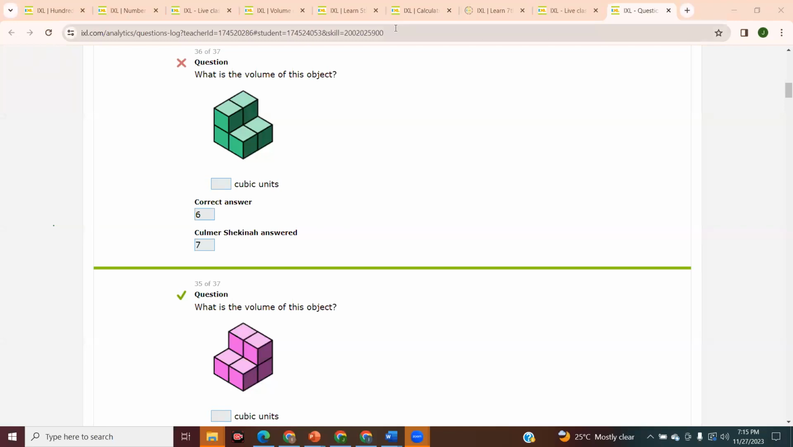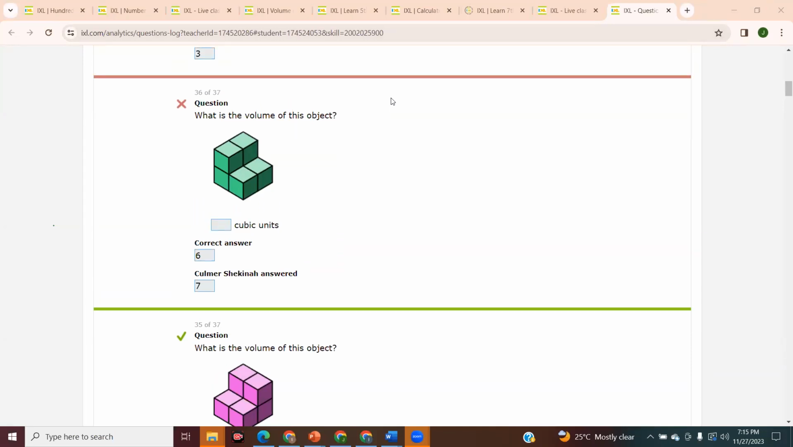Okay, sign in again and then click it. So do it, refresh it, do it again and see what happens. But you're supposed to be able to do more than 10.